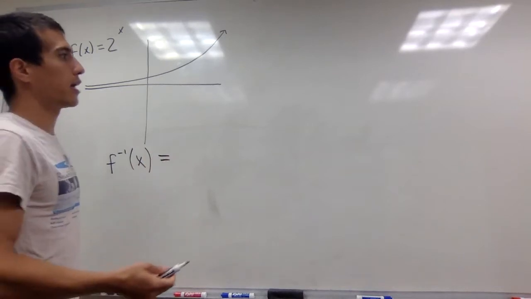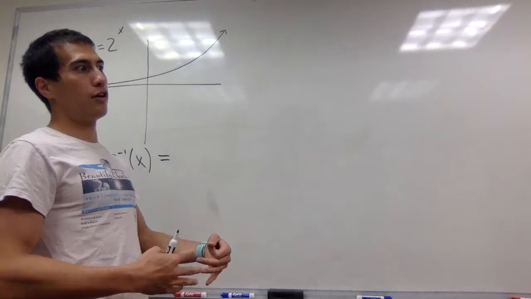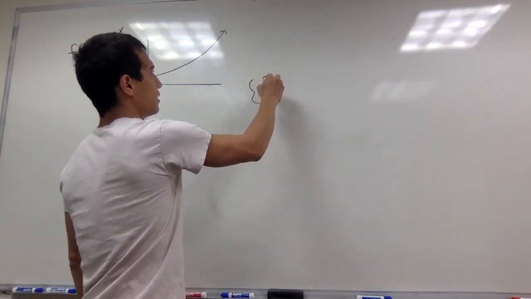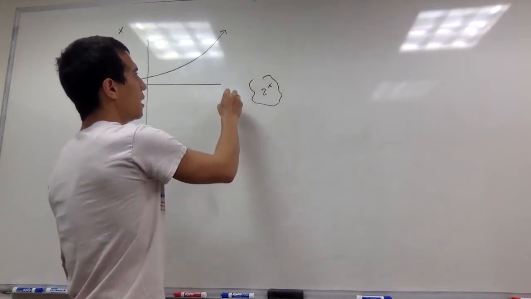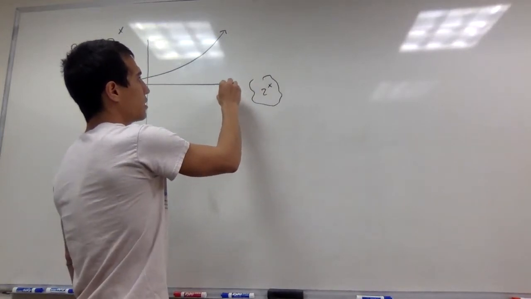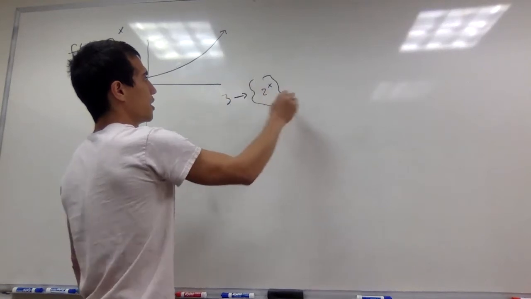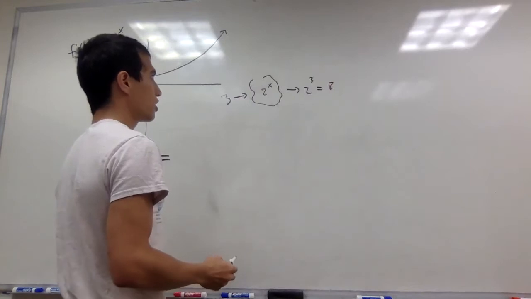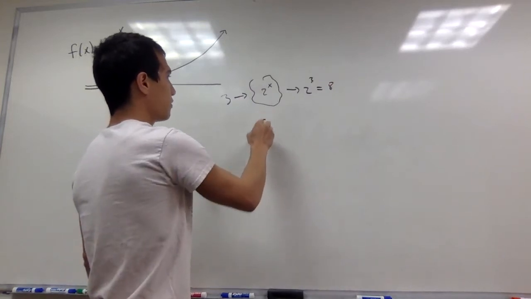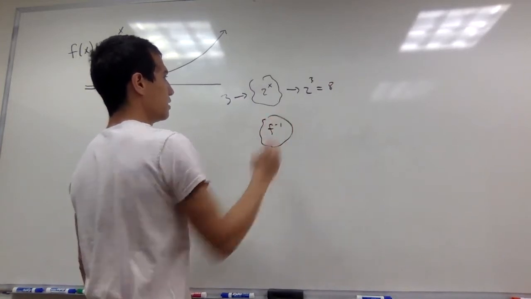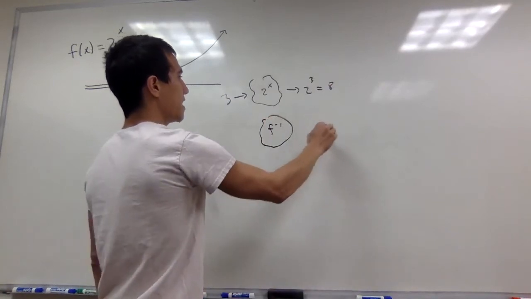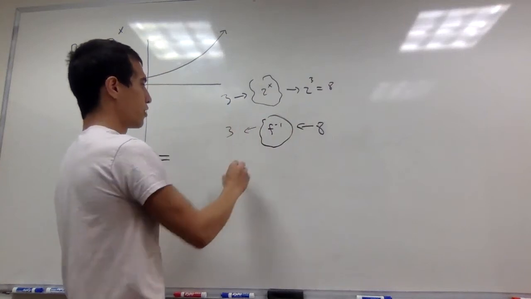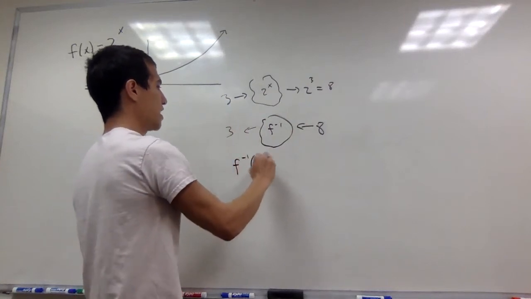And we can think about some particular values for this function. If I think about my function machine, the function machine 2 to the x, and I plug in, let's say, 3, the output is 2 to the 3, which is 8. So if I think about the inverse machine, if I plug in 8 to this inverse machine, the output should be 3. So for example, f inverse of 8 equals 3.